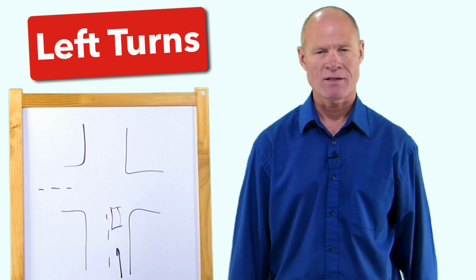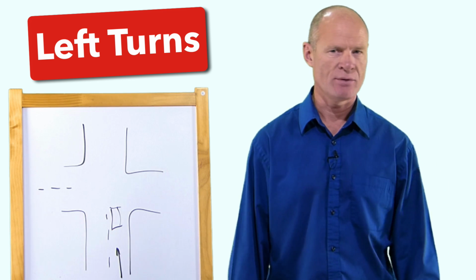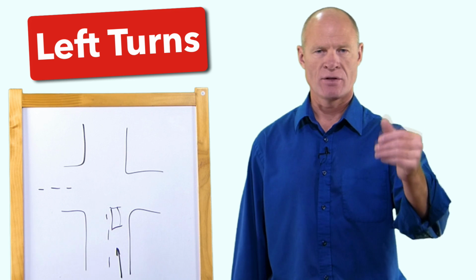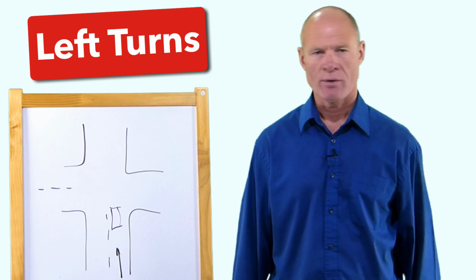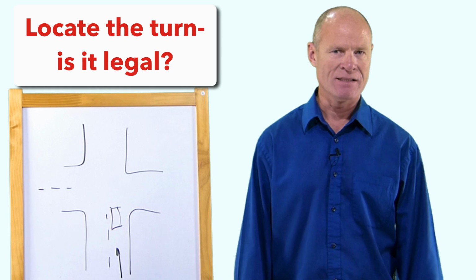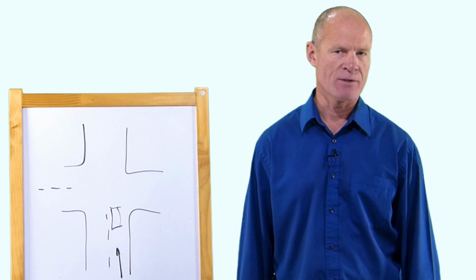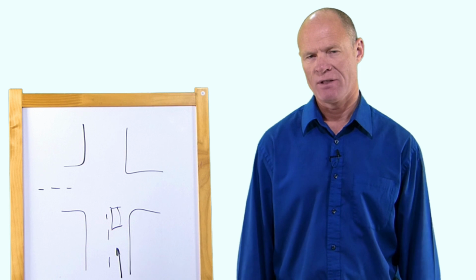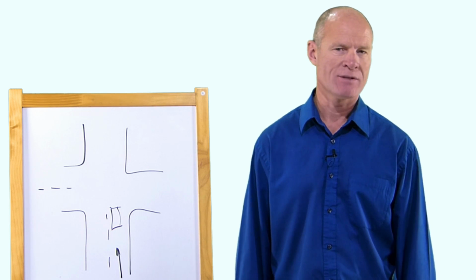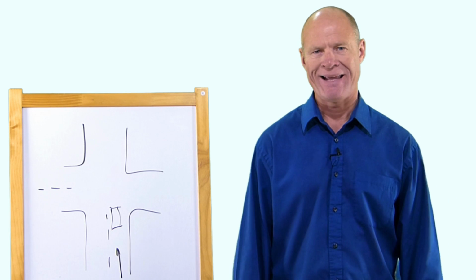Rick with Smart Drive Test talking to you today about left-hand turns, giving you step-by-step instructions of how to execute a left-hand turn. First, you need to locate the turn, where you're going to turn at the intersection, and determine if it is legal. Are there any signs that prohibit you from turning left at that intersection? Oftentimes, the signs prohibiting left-hand turns will be over top of the intersection on an overhead sign. So locate those and determine if you can turn left at that intersection.